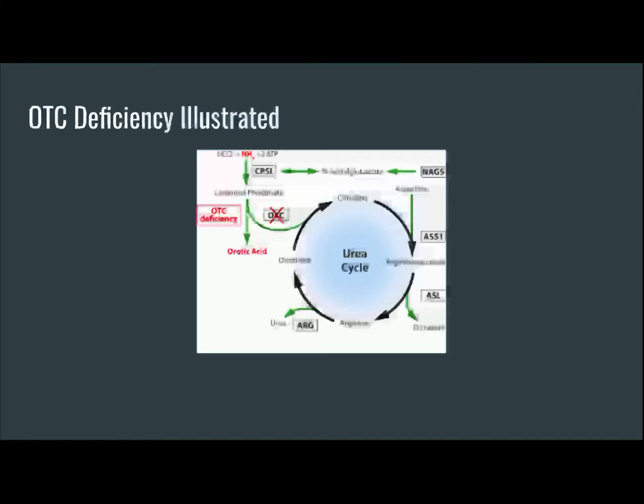This is a helpful slide to show the most common urea cycle disorder, ornithine transcarbamylase deficiency. We can see right here where the deficiency is, how that would affect the urea cycle downstream.